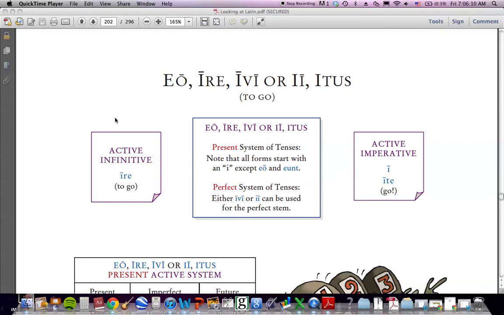It means to go, and you can tell that in the English language it's a very common verb as well. Therefore, when you have a common verb, you have noticed that very often it turns out to be an irregular verb. And that's the case for this verb in Latin as well. Look at the principal parts of EO: EO, ire, EV or EE, and itus.